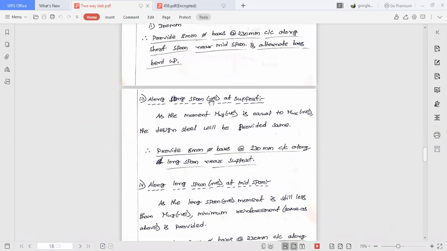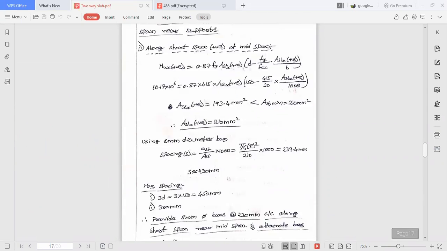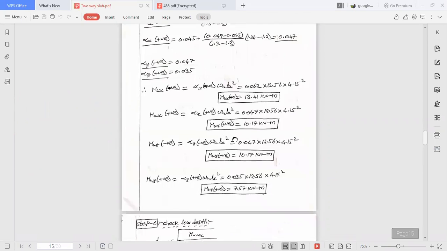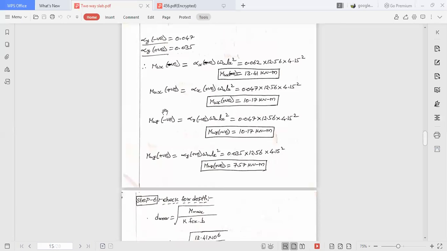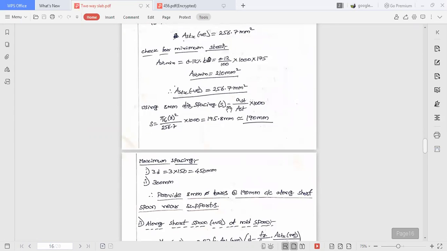Along long span negative, see the value. Along long span negative, which is 10.17. What we did now is also 10.17. So we can provide the same steel along long span near support with respect to this quantity. And see this value, not even 9, it is 7 only. My positive is not even 9, it is 7 only. When it is less than 10, better to provide the same steel that we have provided here. Okay, so that is what we are going to read now.